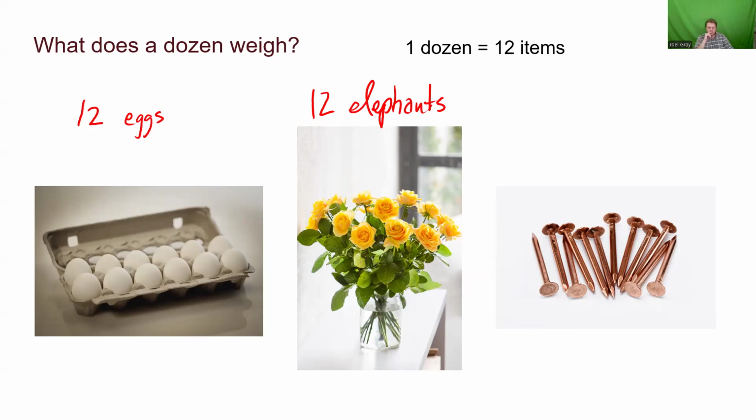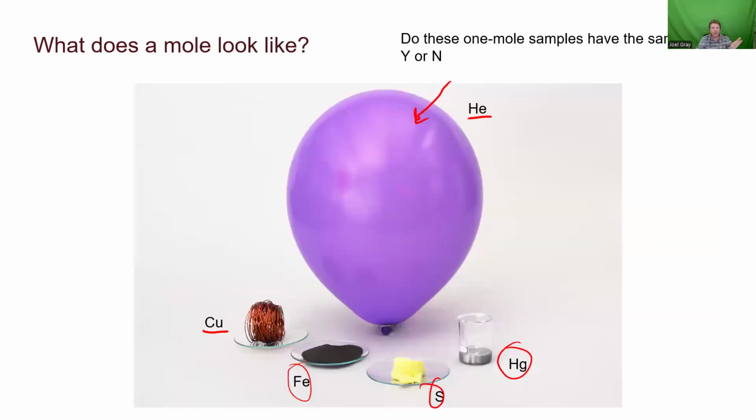Now, next up, what is the mass of 12 eggs? Maybe call it a pound and a half. What about a dozen elephants? Do they have different masses? Eggs, 12 eggs versus 12 elephants. Do they have different masses? They absolutely do. Okay. Now, with that in mind, when you think about a dozen eggs versus a dozen elephants having different masses, I want you to think about that when you are evaluating a mole of something as well.